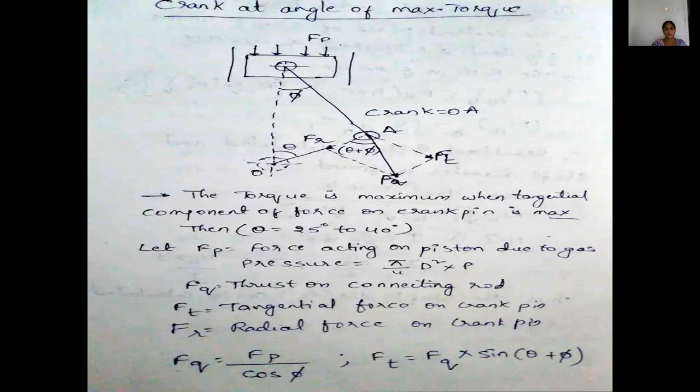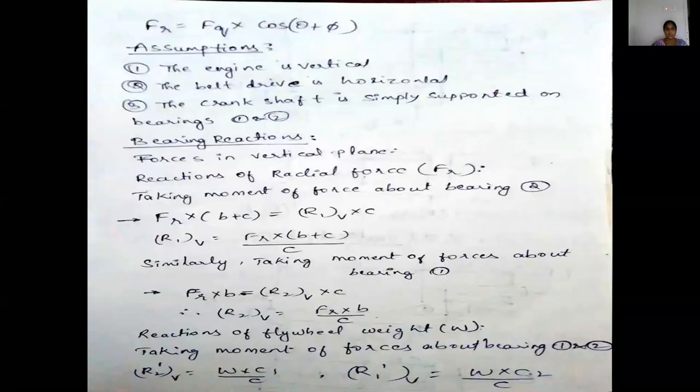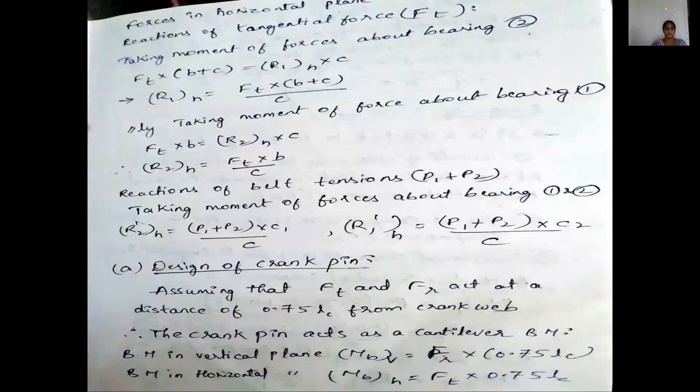After that, for the maximum torque, the piston pin and also the crankshaft, directly with the overhang crankshaft, you can find out the reactions, the vertical and also the horizontal reactions. Reactions of radial force Fr: taking moment of forces about bearing 2, Fr into B plus C is equal to R1 dash into C. R1 dash is equal to Fr into B plus C by C. You will calculate the vertical reactions and also the horizontal reactions in the plane.